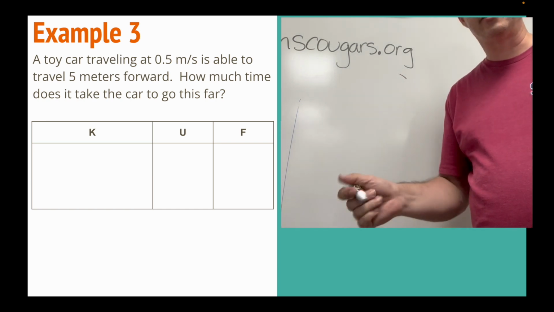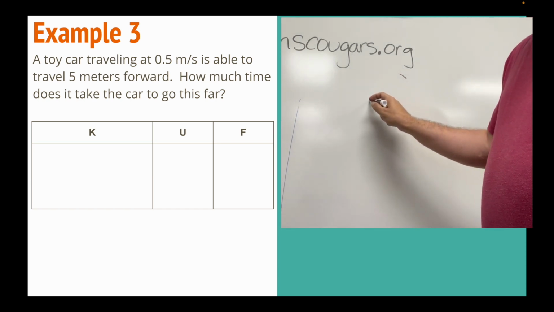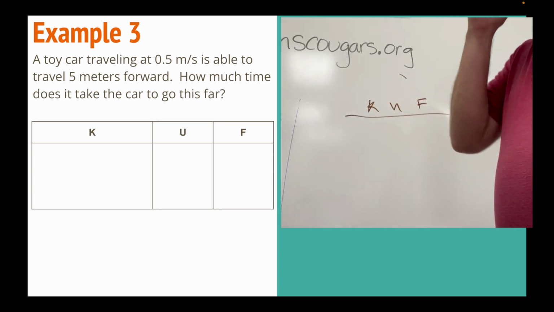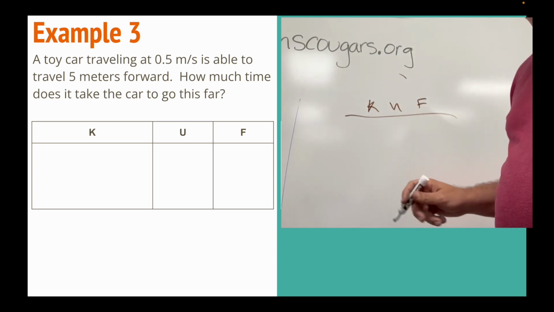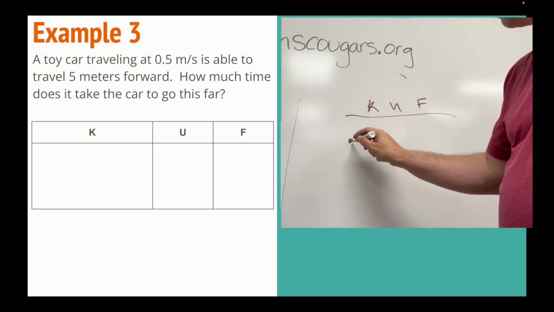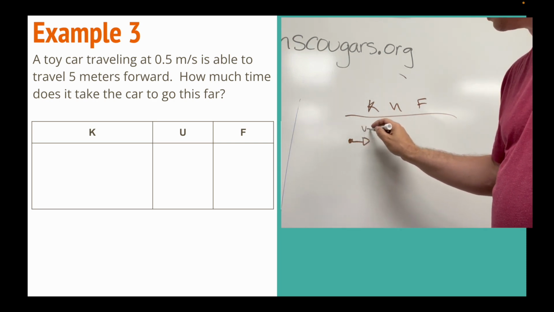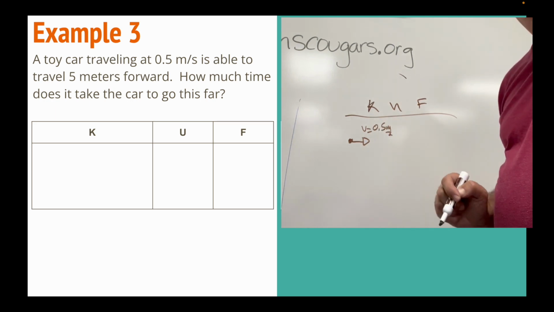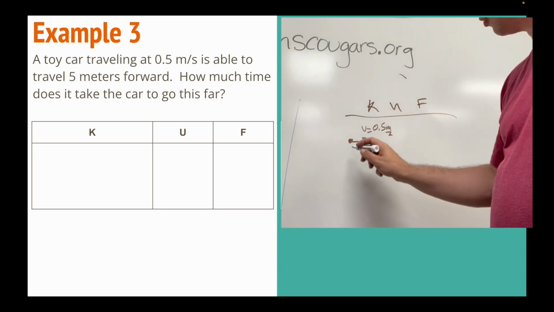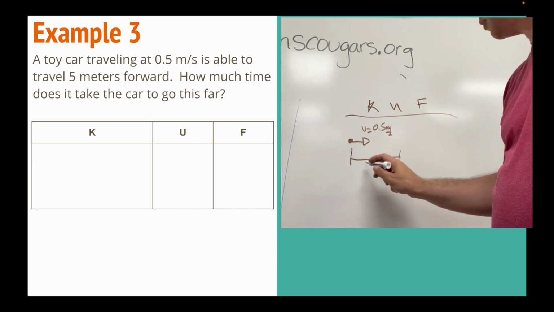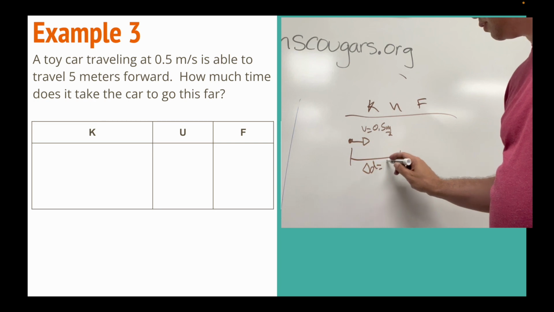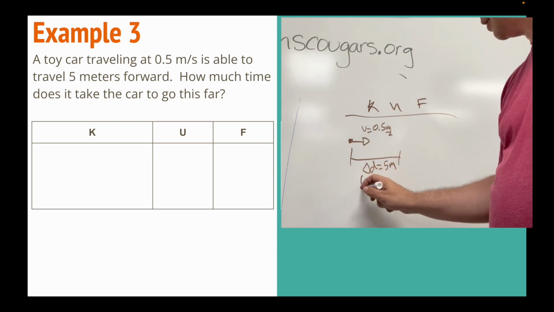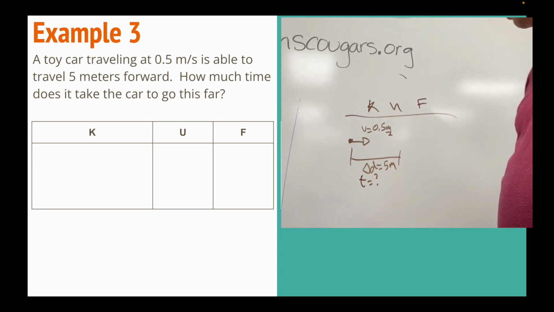All right, welcome back. Let's do a couple more KUFs, and then you'll have some practice by yourself. KUF. Okay, a toy car traveling at 0.5 meters per second. So we got a toy car traveling at 0.5 meters per second. That's a velocity. Okay, it travels 5 meters forward, so it's going to go a displacement of 5. And how much time does it take? So time equals question mark.